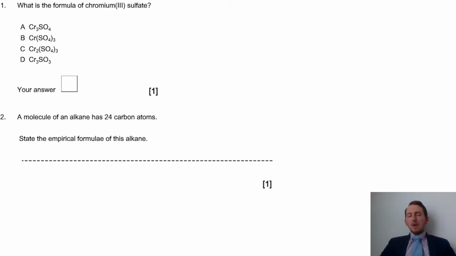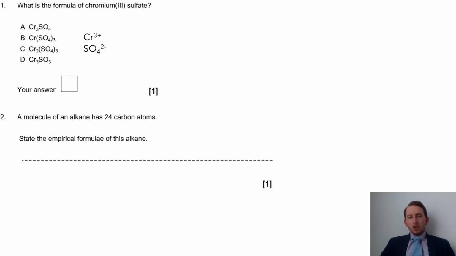Now if it was me just making sure that I select the correct answer A through D, I'd just jot down a couple of things. Because I have chromium(III), the Roman numerals in brackets tell us the particular charge on the chromium. For example, the one you might be more familiar with is iron(II) and iron(III). So iron(II) would be Fe2+, and iron(III) would be Fe3+. Same thing here, but for chromium. So chromium(III) means we've got Cr3+, and then we have a sulfate, which hopefully we know is SO4 2-.